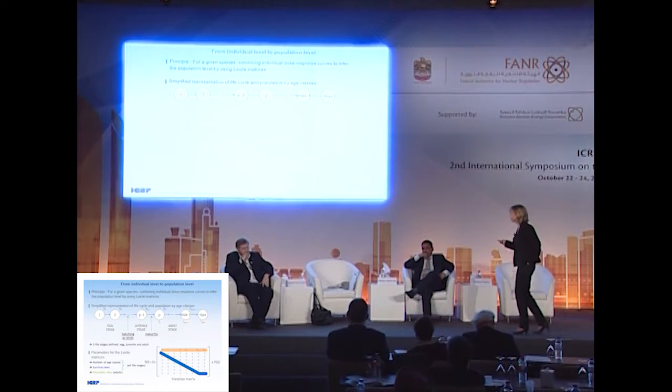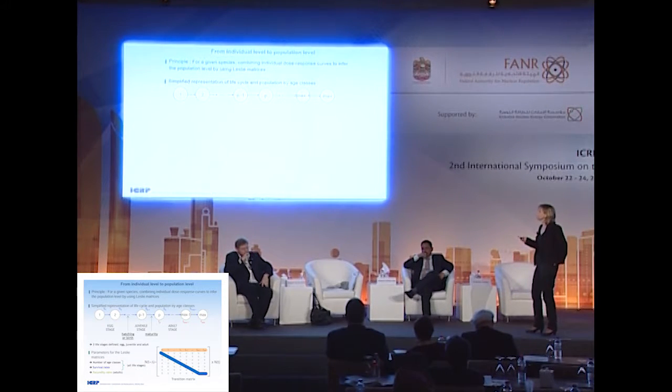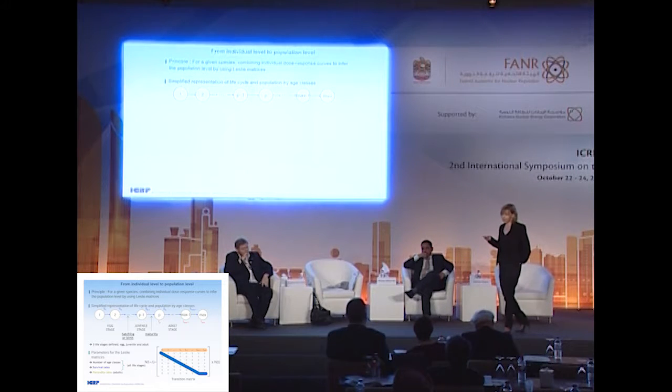So let's start with the first one, from how to propagate effects observed at the individual level to the population level. So the principle is that for a given species, it's possible to combine individual dose-response curves to infer the population level by using the Leslie matrices, which is a tool that allows you to simulate the demography of the population of a given species.